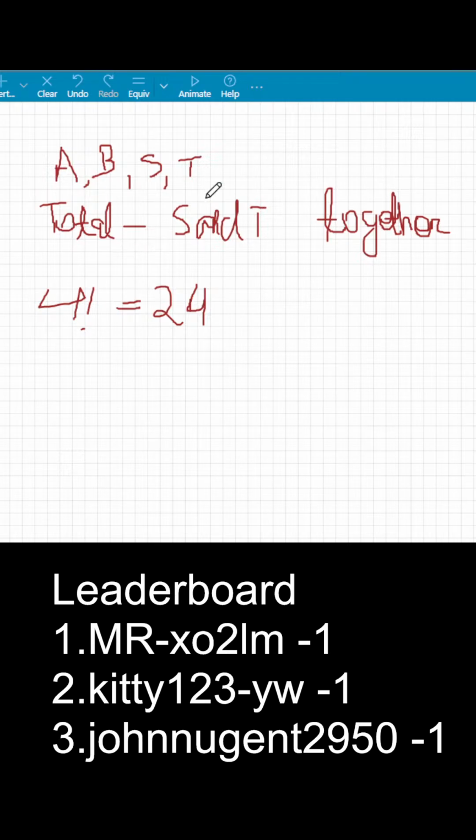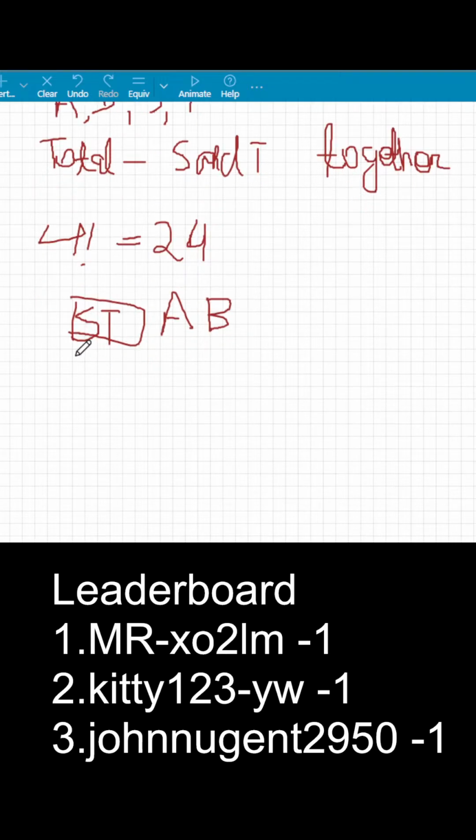Now if S and T are together, we can think of it as one single object. Then there will be three objects: ST, A and B. So three objects can be arranged in 3 factorial ways, that will be 6. But S and T can also be swapped between themselves in each of these 6 positions. So you have to multiply that by 2 because they can be swapped in 2 ways, either ST or TS. So that will make the total number of ways as 12.